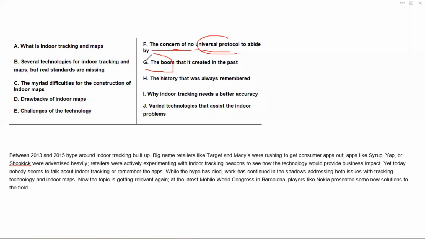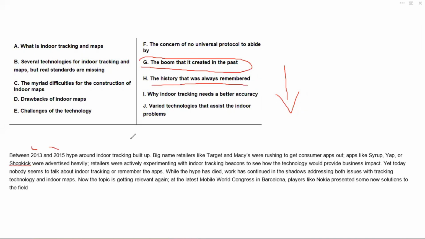The boom that it created in the past. Did we just see this? The boom that created hype around, the boom that created, okay, this could be one of the options. This could be one of the options that can be given as the name for the first paragraph. Well, let's continue checking the rest. The history that was always remembered.